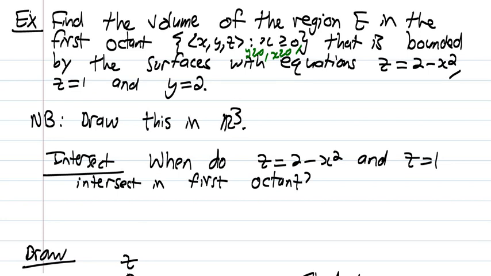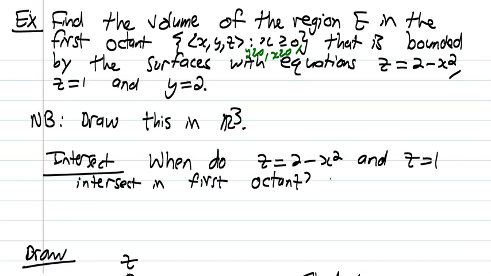So we want to draw this in R3. You saw how useful it is to draw the regions that you're trying to do the double integral over. All right, so to understand the question, I've broken this up into the first part where I have the surface z equal to 2 minus x squared and z equal to 1. And I want to know, when do they intersect in the first octant?